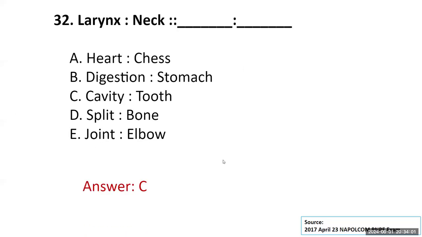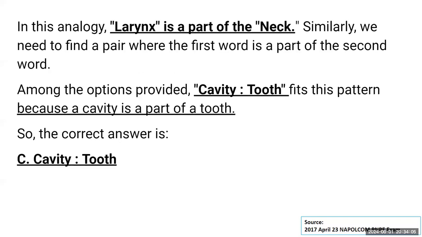The answer is letter C. Cavity is to tooth. In this analogy, larynx is a part of the neck. Similarly, we need to find a pair where the first word is part of the second word. So among the options, cavity is to tooth fits this pattern because a cavity is always a part of a tooth. Okay, cavity is to tooth.